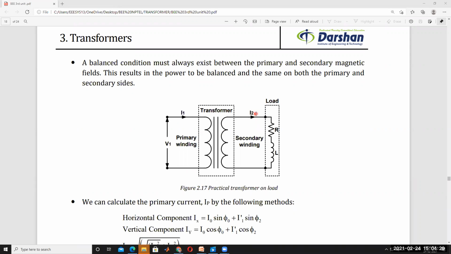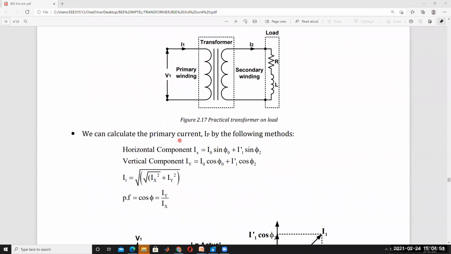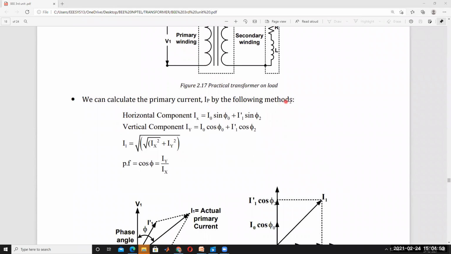So I2 increases. If I2 increases, flux φ2 increases, and φ2 acts to nullify and reduce the flux. In exact opposition, flux φ1 is also increasing, exactly opposite to φ2, and the resultant flux is constant because of that. This I1 is also increasing to meet the load demand. Understood. You can calculate the primary current I1 by the following methods.